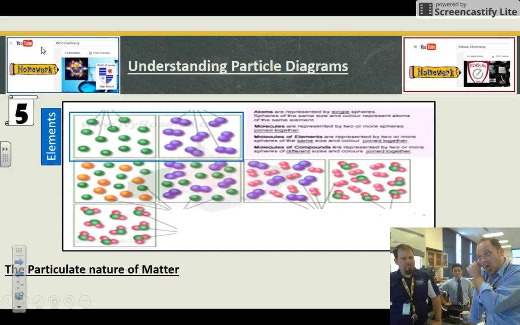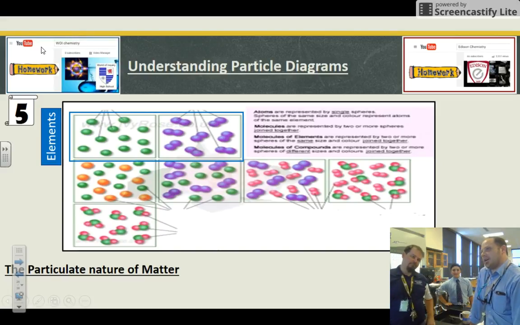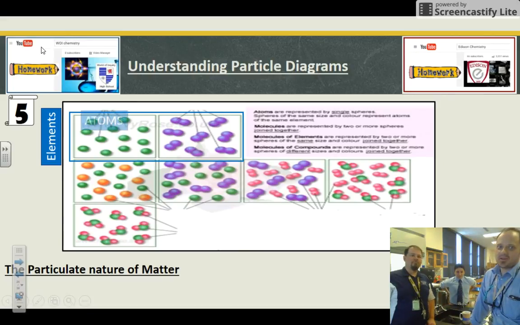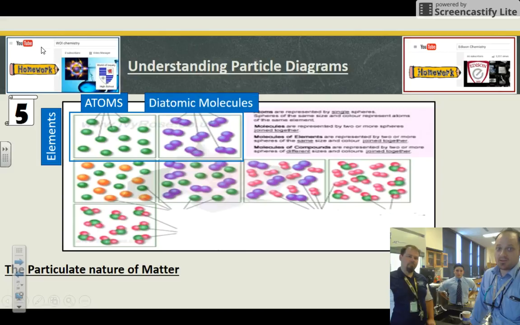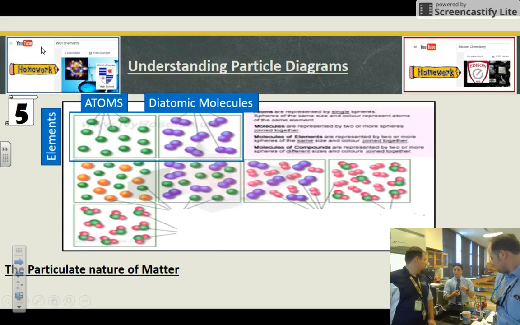Ready? What kind of elements we got over here? All right. The first ones are monatomic or atoms. Mono meaning one. Right. Yes. All by themselves. And the second box, those are called diatomic molecules. Or diatomic elements. So they're two together, but they're the same thing. So they're still elements.